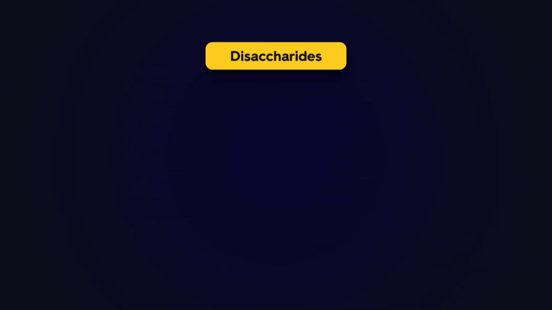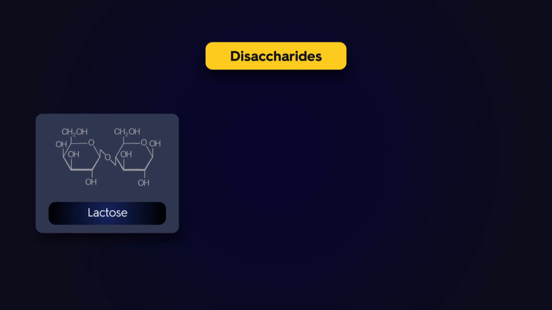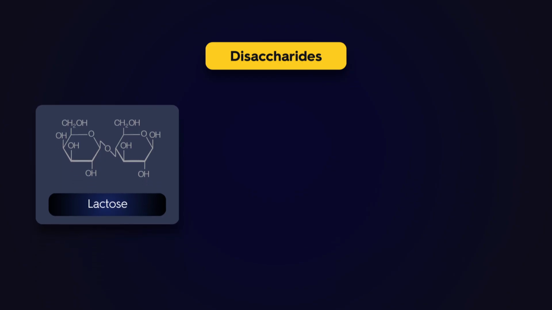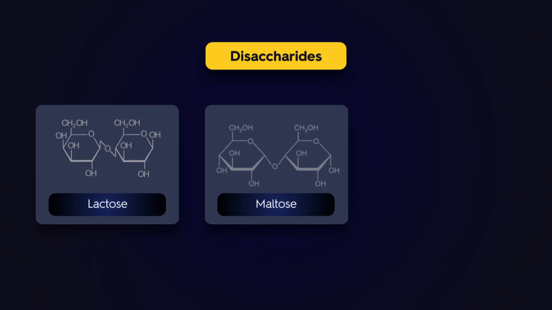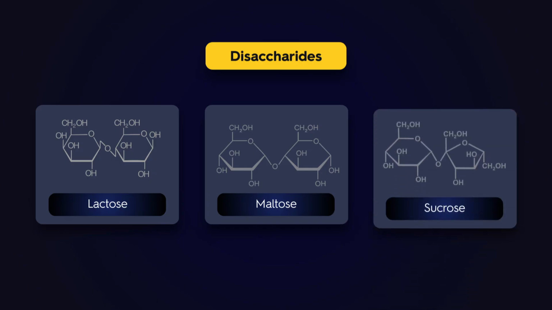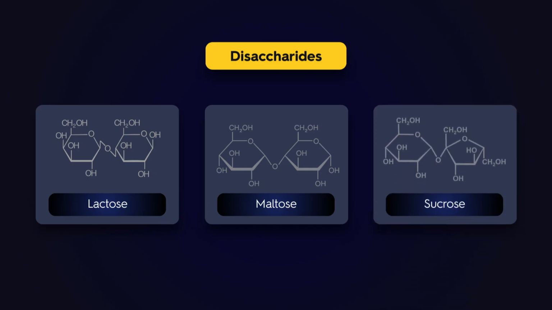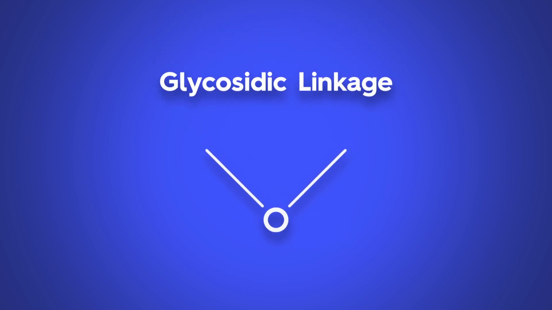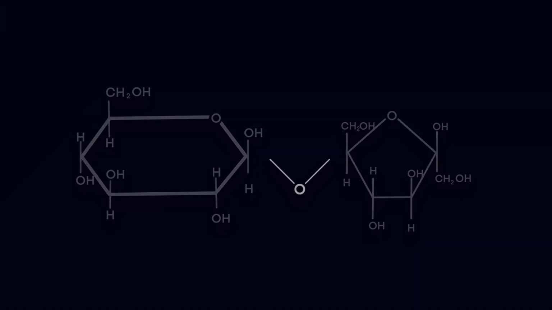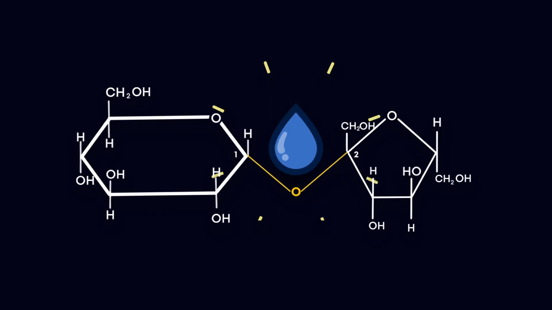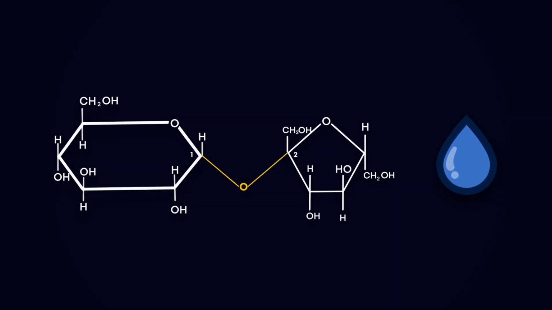Disaccharides pair two monosaccharides. Lactose combines glucose and galactose. Maltose links two glucose units, and sucrose joins glucose with fructose. The bridge between sugar units is called a glycosidic linkage. It forms when two sugars connect and a water molecule is released.